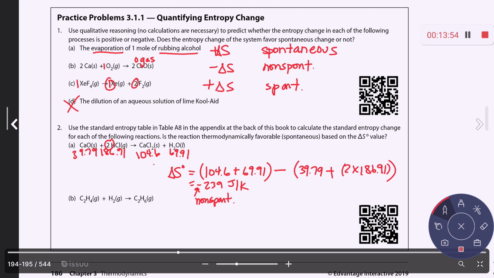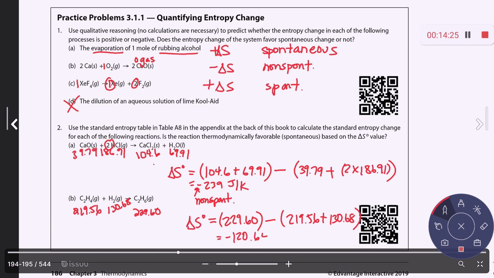And then for B, these are organic molecules, which are in a table that's even further back in your book. So here we've got 229.6 for the C2H6, 219.56 for the C2H4, and 130.68 for the H2. So here your standard entropy change would be 229.6 for the product minus the reactants, 219.56 plus 130.68. And then this is going to be negative 120.64 joules per Kelvin. And since this is negative, this is also non-spontaneous.